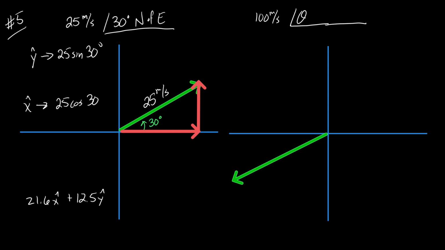I, again, don't care how we draw the angle, but I'm going to draw the angle this way just because I feel like it. So that means a component like that and a component like this. And I know that the plane's airspeed is 100 meters per second.